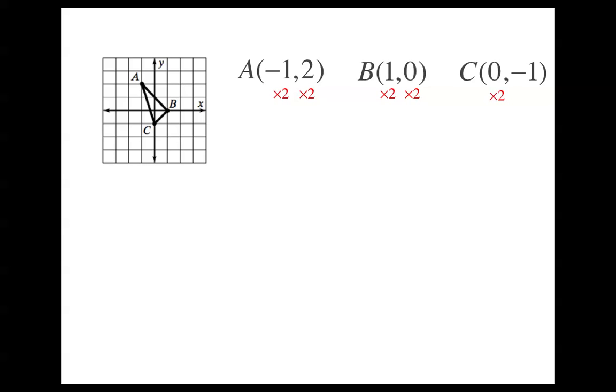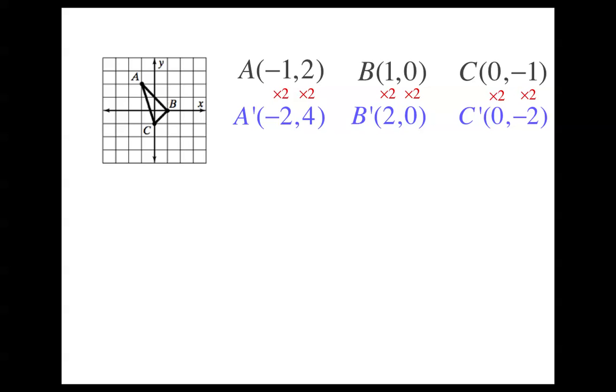Well, what you would do is just take all of the coordinates and double each of the numbers. So A prime wouldn't be at -1, 2, it would be double that. The -1 gets doubled and becomes a -2, and the 2 gets doubled and it becomes a 4. And we're going to do the same thing to make a B prime and a C prime. And if you look at all those coordinates, all the coordinates just got doubled.